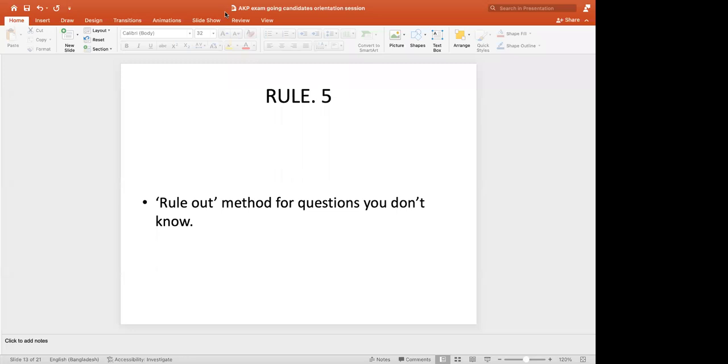So rule number 5 is the rule-out method, one by one by one. If some question is really difficult for you and you don't know the answer, rule out the options.